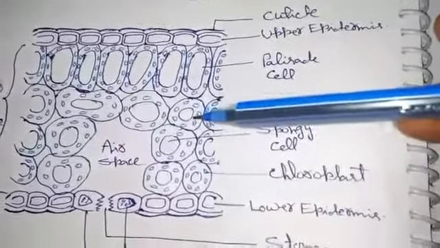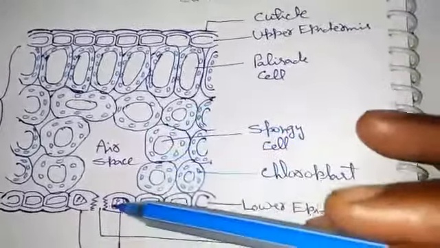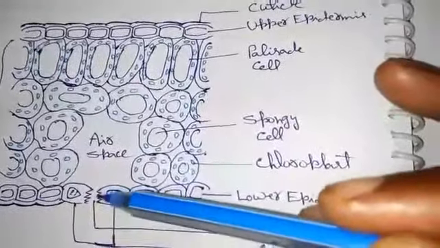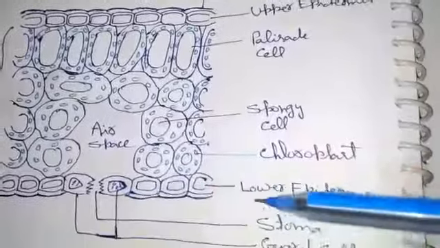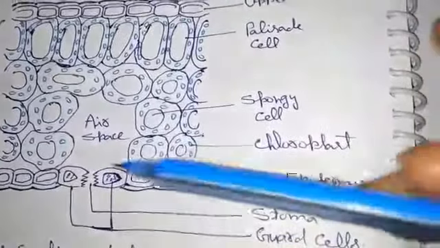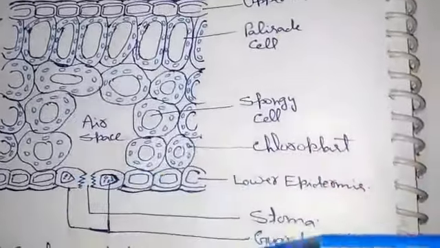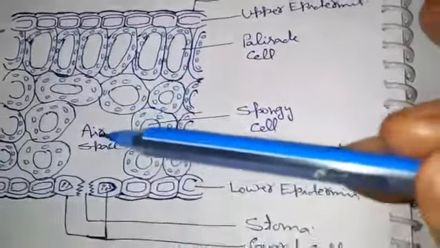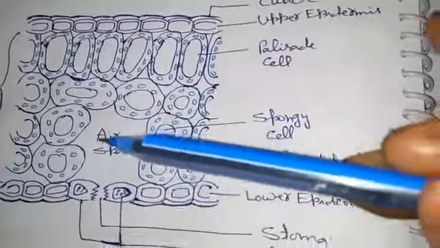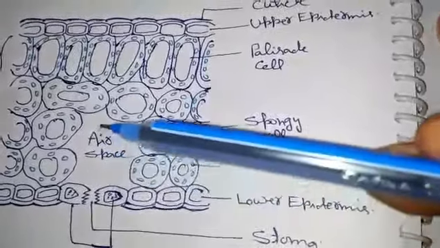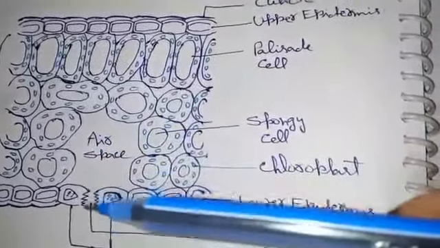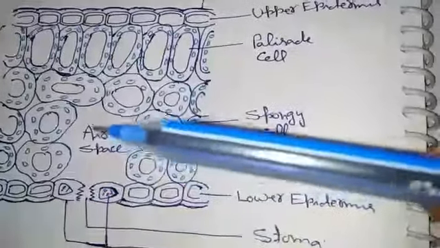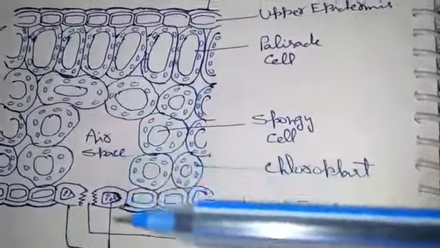Now we see in the lower epidermis a minute structure is present which is called stomata, which is surrounded by guard cells. In the spongy cells a space is present which is called air space, and in this air space, with the help of stomata, carbon dioxide enters from the atmosphere.